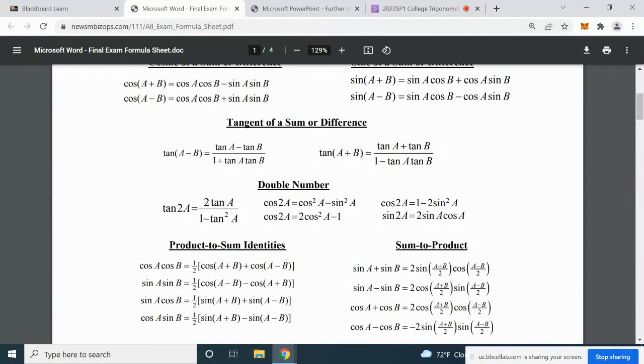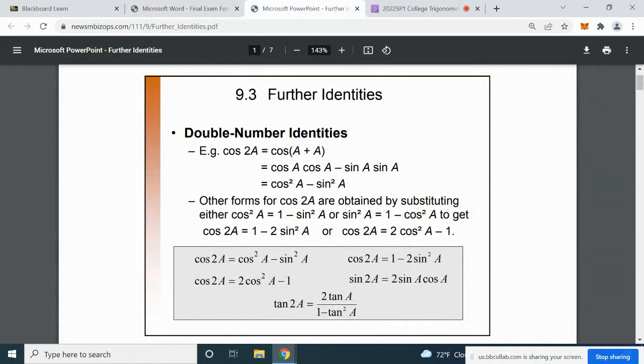And then lastly, we have the double number for sine, and that's equal to 2 sine A cosine A. Now, this is not necessarily a proofs course, but the section 9.3 notes give a light proof on how the double angle for cosine formula, at least the first one, is derived. And it's actually derived from the sum of cosine formula.